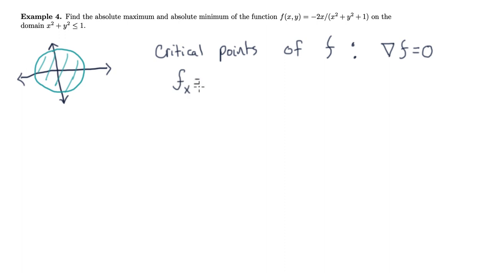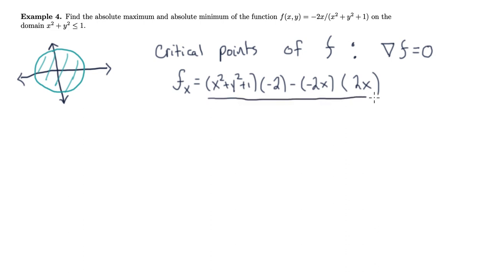So what is f_x? Well, we have to do a little bit of quotient rule here. We have a negative 2x divided by this other function of x. So we'll start with the bottom: x squared plus y squared plus 1 times the derivative of the top, minus the top times the derivative of the bottom with respect to x, so that's just 2x, and then all over the bottom squared.